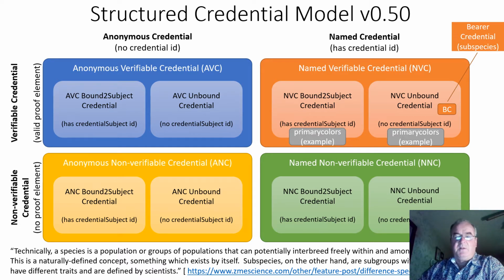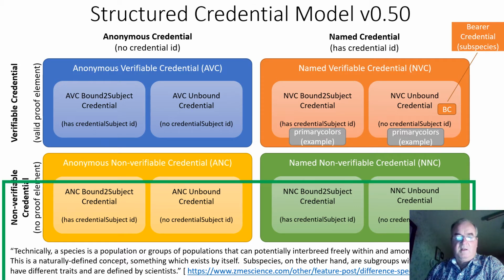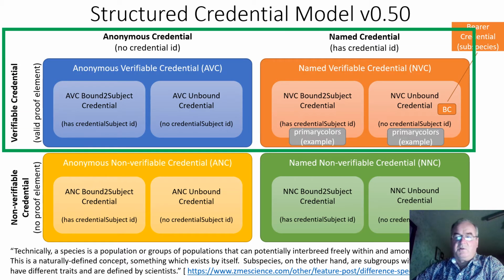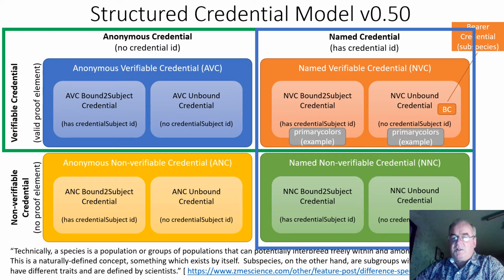Here we can see a bit of a taxonomy that I think encapsulates all the different possible kinds of credentials. Across the top we have verifiable credentials, and those are credentials that have a valid proof element within the JSON of the credential object. And if we look at the two columns, we have anonymous credentials and we have named credentials. The named credentials column in the blue here means that it has a top-level credential ID. Anonymous credential doesn't have a credential ID.